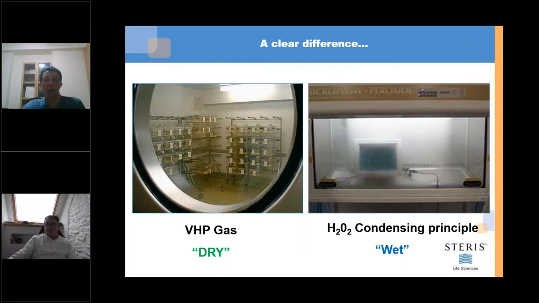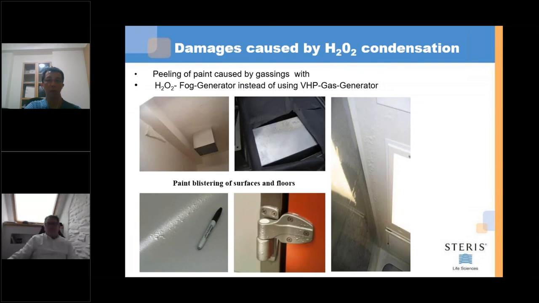This is the difference between the dry and the wet technology, right? So for us, we want to make sure that our VHP is really dry and it's not liquid, right? And why? These are the problems. When hydrogen peroxide is wet, or in this case there's liquid, there's actually damage to equipment, walls and paintings. This is the last thing that anyone would want to have, especially after doing a fumigation, just to realize that the equipment or the facility walls have been damaged.